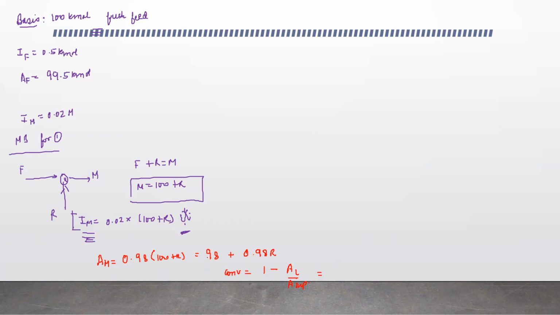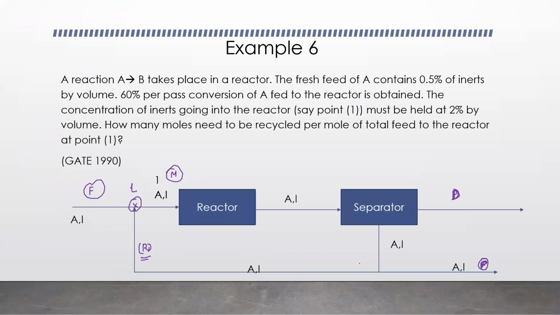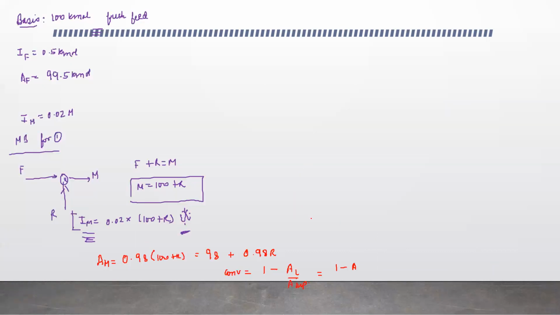A fed is basically Am. So it's going to be 1 minus Aj, let's call this stream J, upon Am, right? So the conversion they have given is 60%. So I'll write it down here.